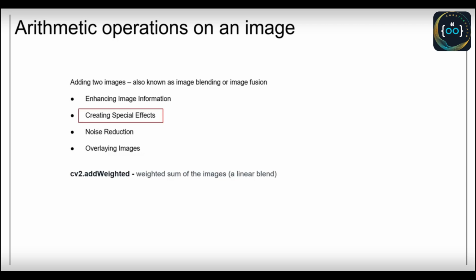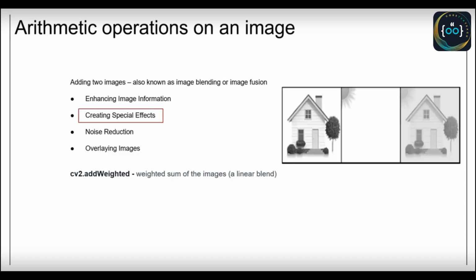Adding two images can create interesting special effects too. For example, in digital photography and film, multiple exposures are often added together to create artistic effects. Another important area is noise reduction. If you have several noisy but otherwise identical images, adding them together can help reduce the noise. This is a common technique in astrophotography where multiple images of the night sky are added together to increase the signal to noise ratio.